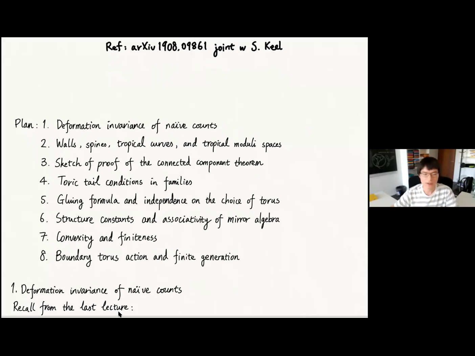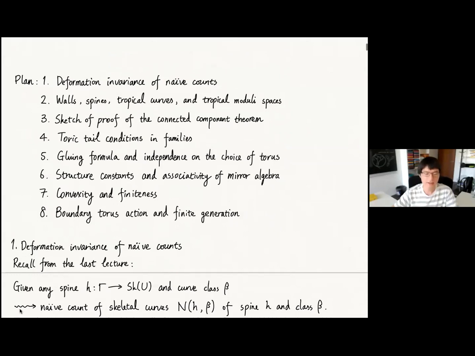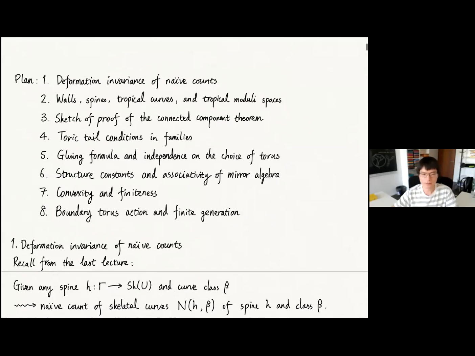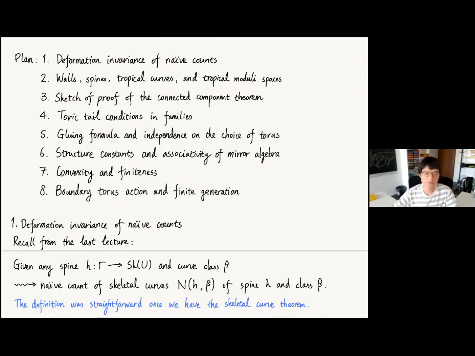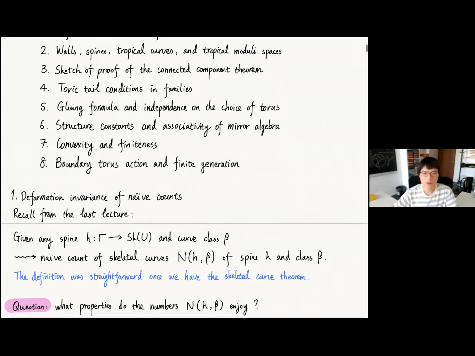So recall from the last lecture that given any spine H from some nodal metric tree to the essential skeleton of U, H is some piecewise affine map. So given any spine H and a curve class beta, we have the naive count of skeletal curves N_{H,beta} of spine H and class beta. The definition was pretty straightforward once we have the skeletal curve theorem. Question: what properties do the numbers N_{H,beta} enjoy?